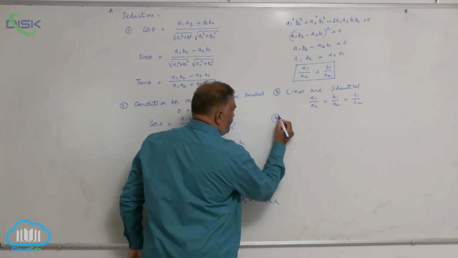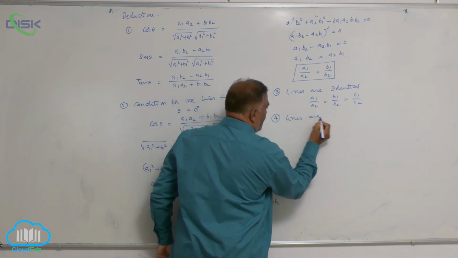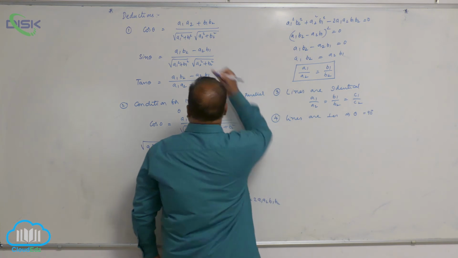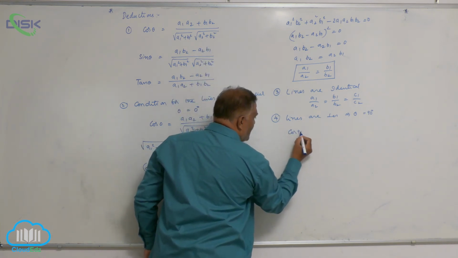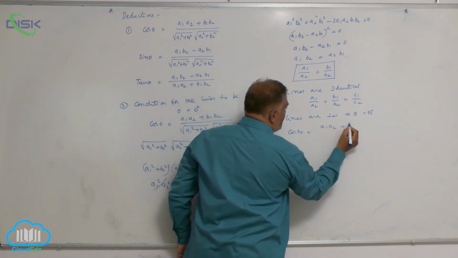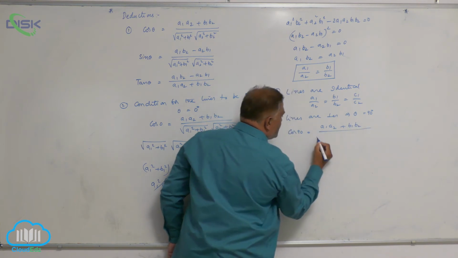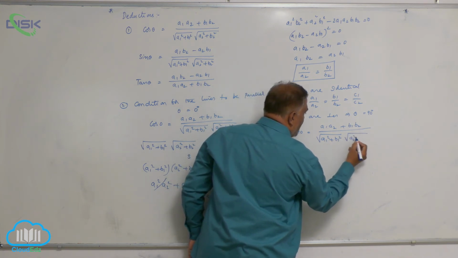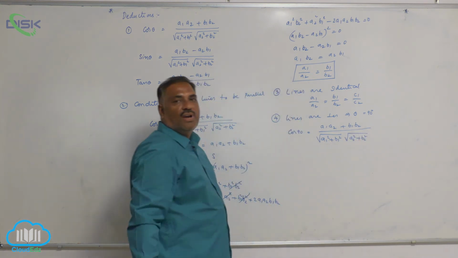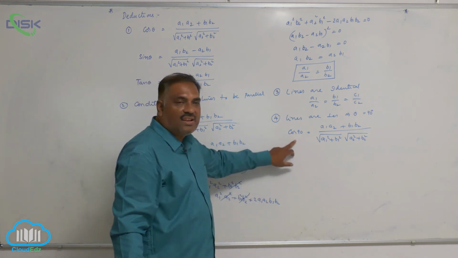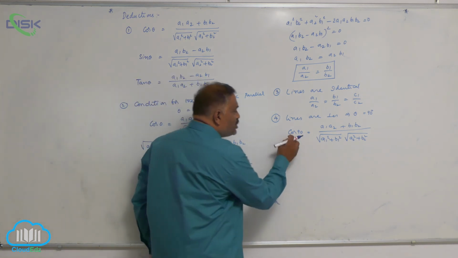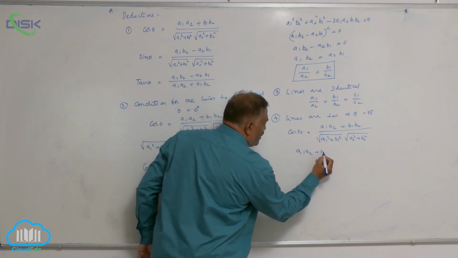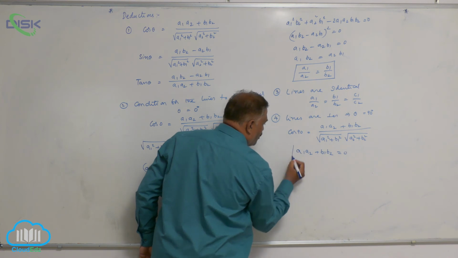Now the fourth one, lines are perpendicular means theta is equal to 90 degrees. Now apply same here. Cos 90 degrees is equal to a1 a2 plus b1 b2 divided by square root of a1 square plus b1 square into a2 square plus b2 square. We know that cos 90 is 0. So 0 into denominator is always 0. It will become a1 a2 plus b1 b2 is equal to 0.